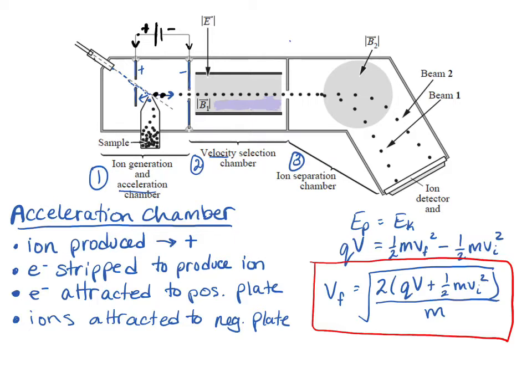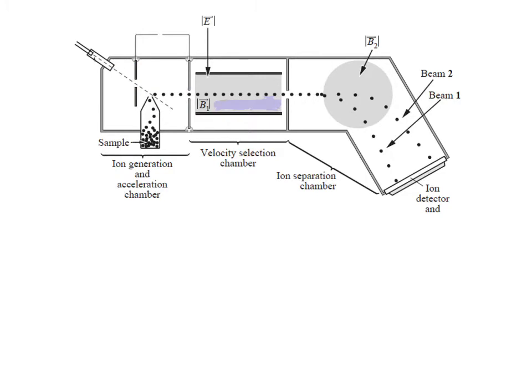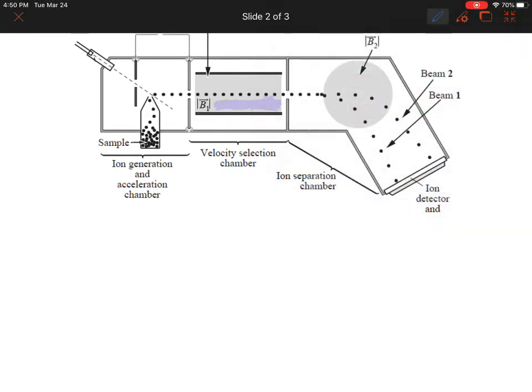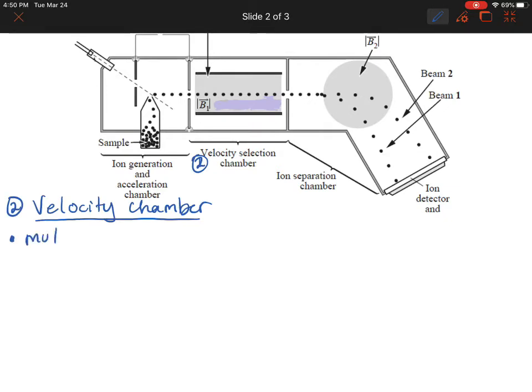All right, let's go over the next chamber, and that is our velocity selection chamber. So that's this guy right there. That's not supposed to have a 1. That's supposed to be a 2 because that is our second chamber. So this is the velocity selection chamber. I'm just going to call it velocity chamber because, laziness. Anyways, what's going on in this situation is we have mutually perpendicular magnetic and electric fields.